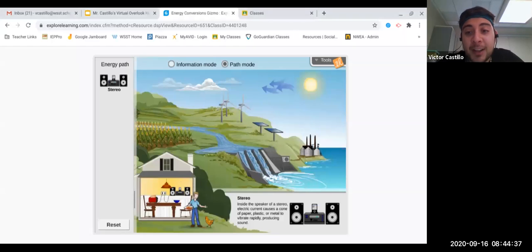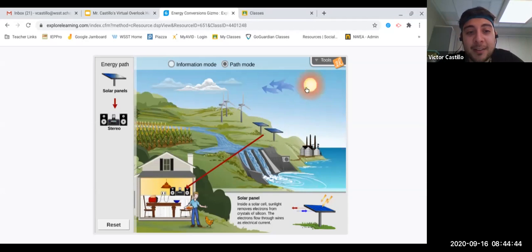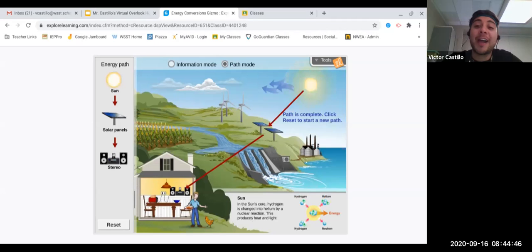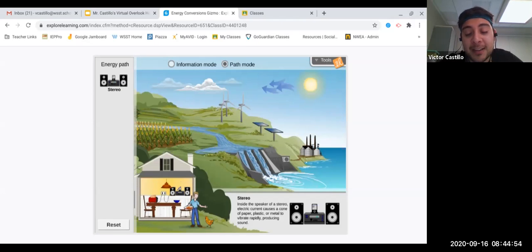Awesome. So there's very different ways. So we do the solar panel and the sun. Boom, simple, right? The sun transfers energy to the solar panel, and then the solar panel transfers energy into electricity. Pretty simple, right? There's other paths though, as my students who are here are saying.